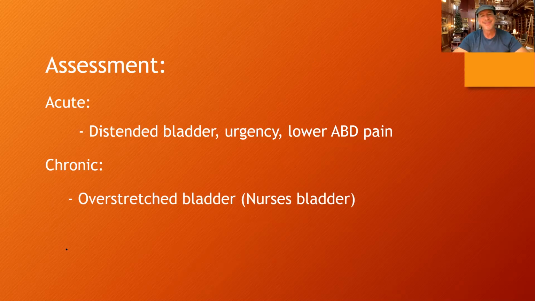For chronic problems with urinary retention, you can wind up with an overstretched bladder that reduces the muscular tone of the bladder. They call it nurse's bladder because nurses are notorious for being so busy they don't have time to go to the bathroom. So that's how they got the name nurse's bladder. But that can cause problems because then the bladder is unable to void completely. And if you get urine remaining in the bladder, wherever urine sits, you can get a bacterial infection. So getting an overstretched bladder can increase your chances of getting UTIs.